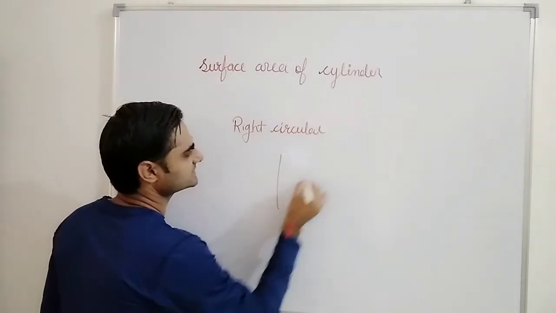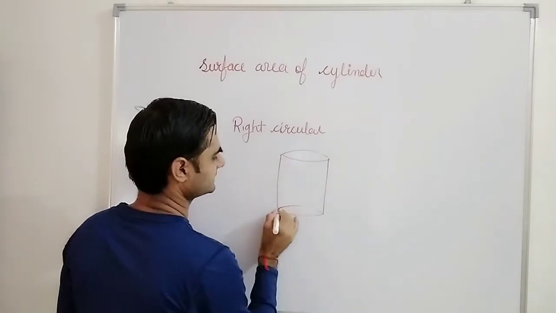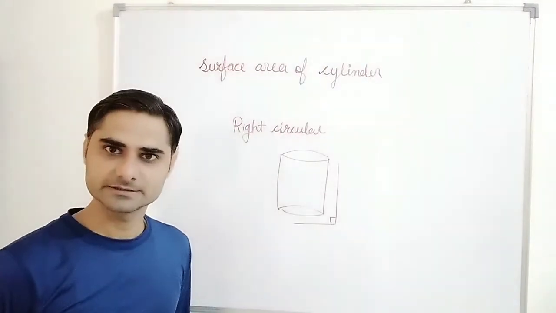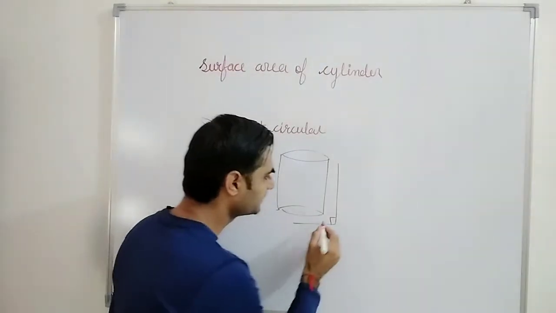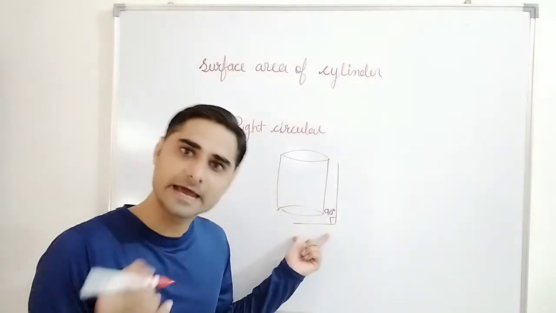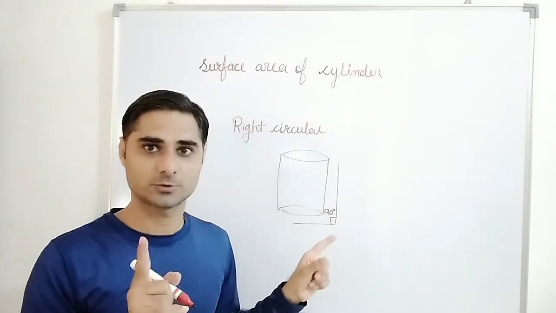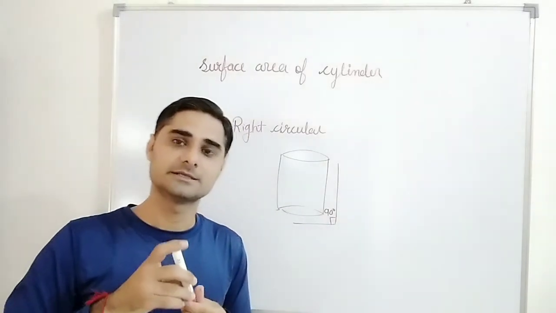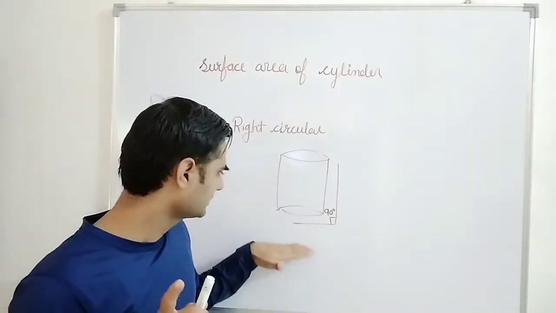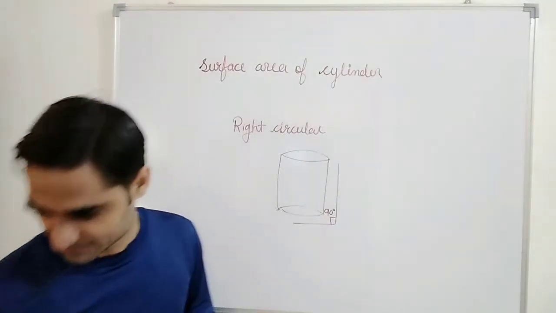You know what is cylinder? This is the actual shape of cylinder, and this is perpendicular to the base. Correct? Because of this 90-degree angle, it is called right circular. Right means right angle. Circular means round. This is round, and this is perpendicular to the base, and the base is our floor, you can say. This is also our base. So this is called right circular cylinder.